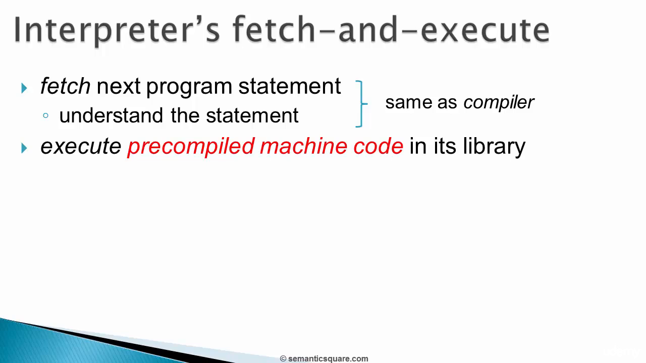And here is the interesting thing. Interpreter maintains a library of compiled machine code, and it just executes the appropriate compiled machine code that corresponds to the program statement. So the interpreter is not generating machine code. It simply uses its own compiled machine code to accomplish what the source code directs.